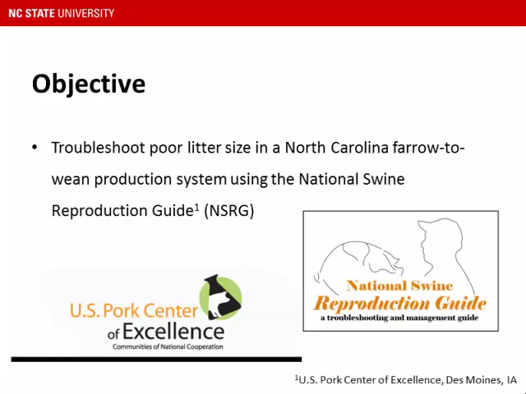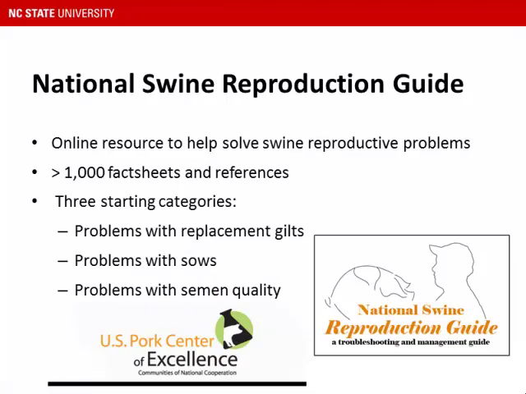So therefore, to provide a real-world example of how commercial data can be utilized thoroughly, the objective of the study was to troubleshoot poor litter size in a North Carolina Farrow-to-Wean production system with the help of the National Swine Reproduction Guide. So the National Swine Reproduction Guide is an online database that was created by several swine professionals across the United States. It has over 1,000 fact sheets and references to guide pork producers in determining the cause of any reproductive issues that they might be having.